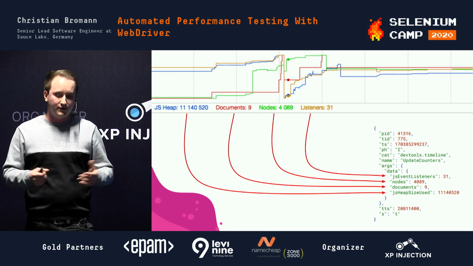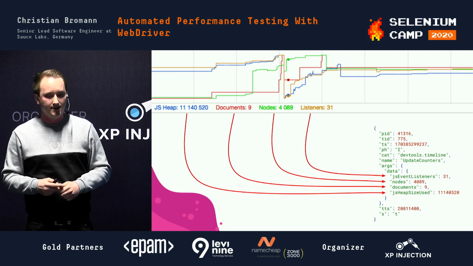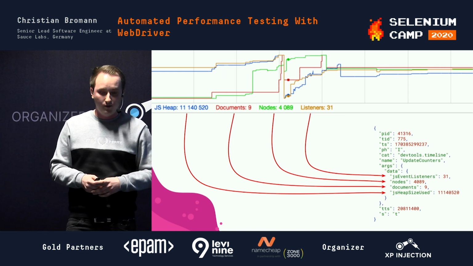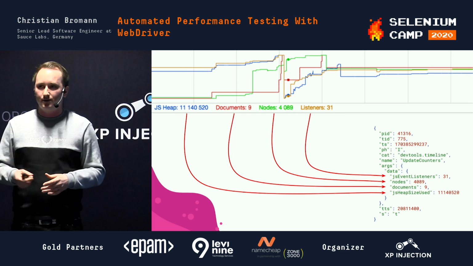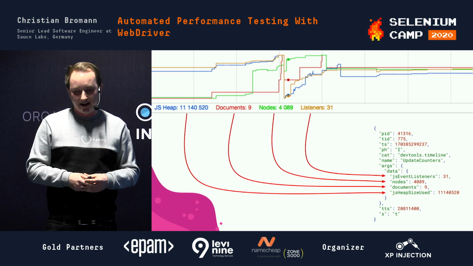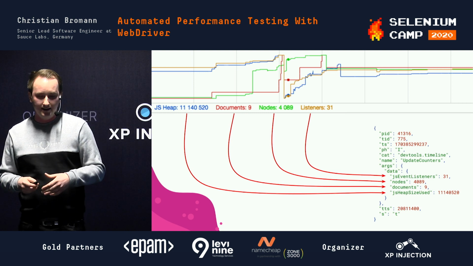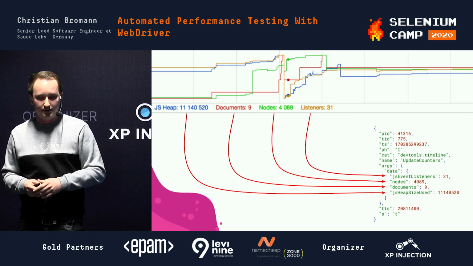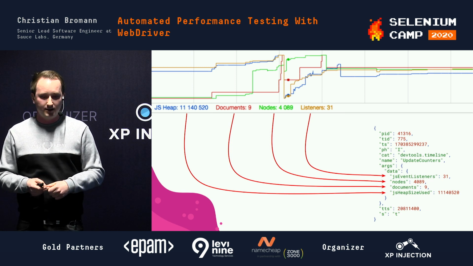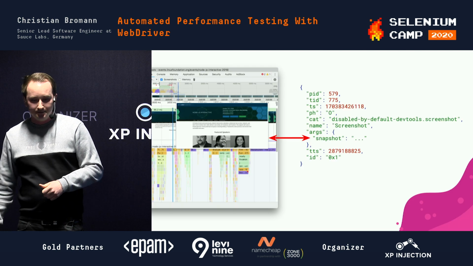Like in the DevTools, we have this little graph that shows us the heap size, the amount of documents, the amount of nodes in the page over time. And this all comes from a trace event, which is an instant event. It's called UpdateCounters. It's in the devtools.timeline category. And it has the data that is shown in the graph just as an argument. And just like this, the DevTools application can draw this little graph.